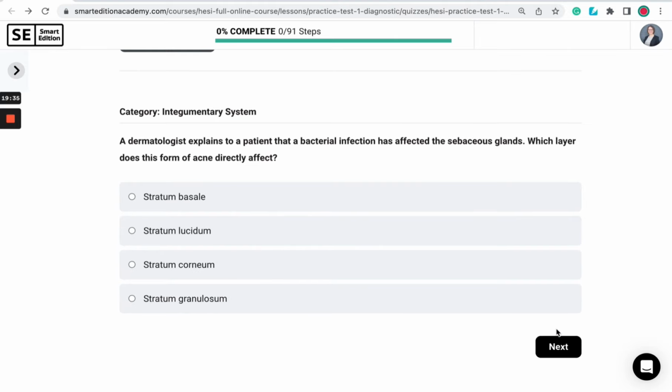A dermatologist explains to a patient that a bacterial infection has affected the sebaceous glands. Which layer does this form of acne directly affect? Is it the stratum basale, the stratum lucidum, the stratum corneum, or the stratum granulosum? The correct answer here is the stratum corneum.